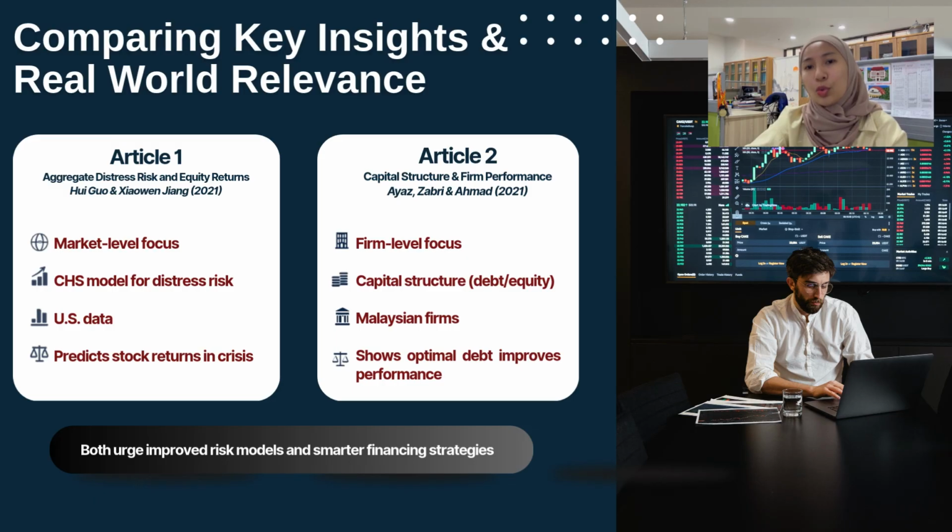Article 2 zooms in on firm-level decisions. It emphasizes how capital structure, the mix of debt and equity, can impact business performance. The study highlights that using too much debt can lead to long-term problems, even if it looks profitable in the short run. While these articles focus on different levels, macro and micro, they both highlight the need for smarter financial strategies and better risk models.